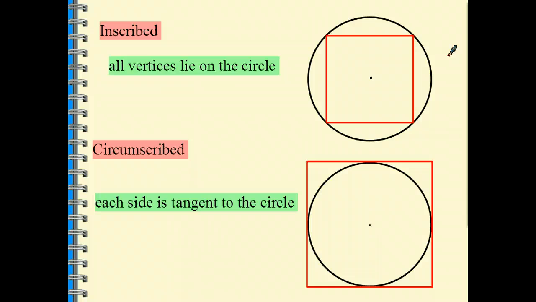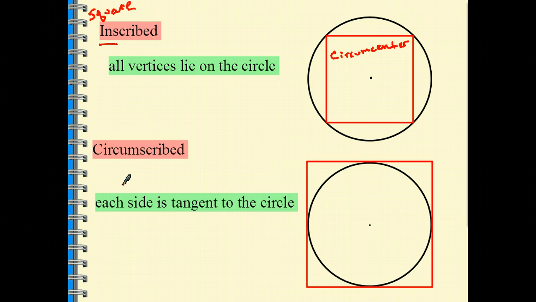We use these adjectives to describe polygons or circles dealing with their location about or inside of another polygon or circle. So we describe something as inscribed if all vertices lie on the circle. So this square is inscribed in the circle, and the center right here we call the circumcenter. And we'll talk about why in just a moment. But if a square is inscribed, it is inside the circle. So the square is inscribed in the circle.